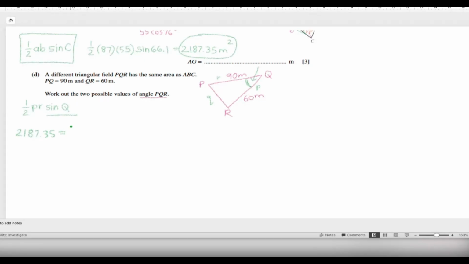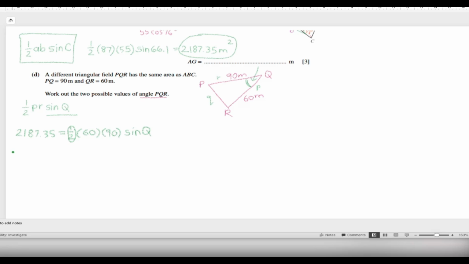So we know that the area is equal to 2,187.35. Now let's fill in the value of P. The value of P is equal to 60. Let's fill in the value of R. The value of R is 90. We don't know the sine of Q. That's what we want to work out. Okay, so what I want to do first is get rid of this half. So I'm taking it over to the other side. If I divide it by 2 on the right-hand side, it means I will multiply by 2 on the left-hand side. If I take it over the equal sign, I have to do the inverse. So let's multiply this value by 2.